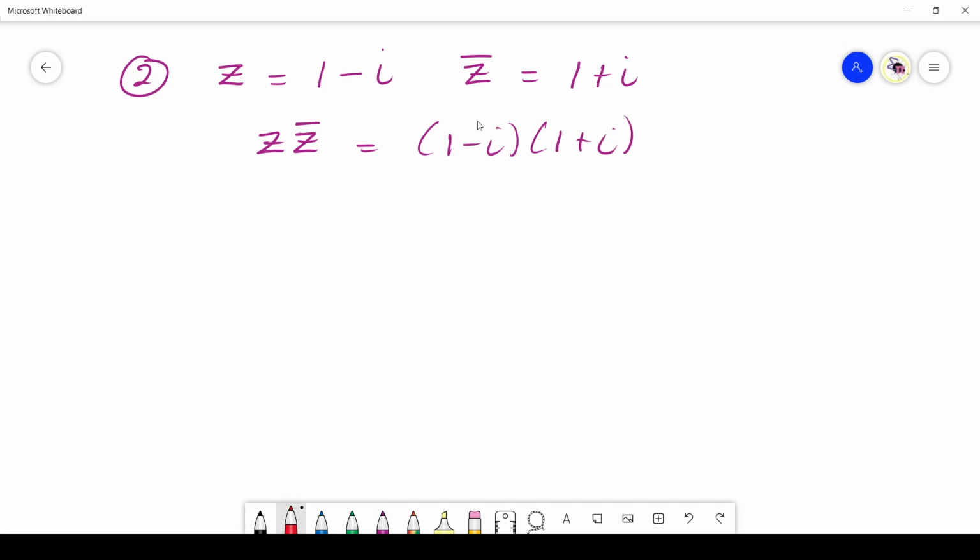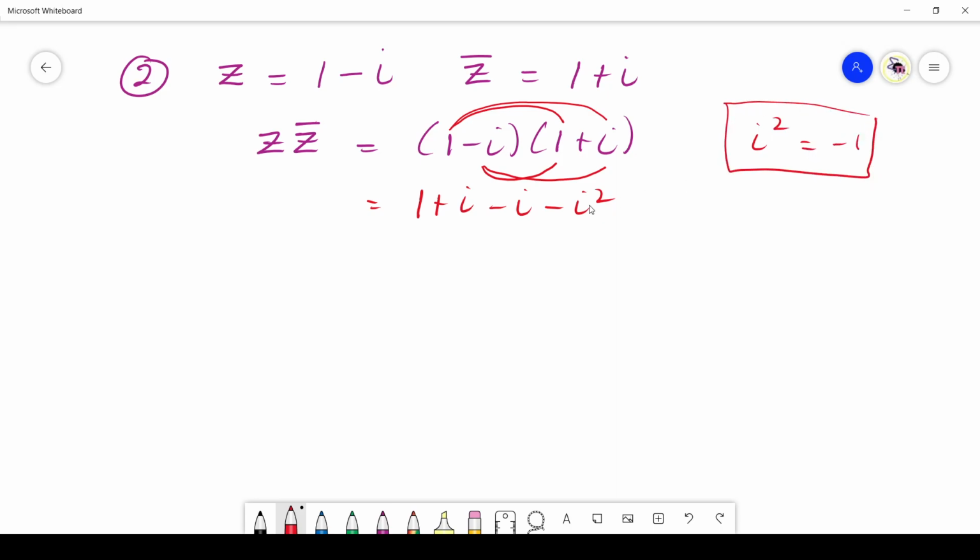We're going to perform some basic FOIL method expansion here. 1 by 1 gives you 1 squared, which is just 1. 1 by i gives you plus i. On the bottom, you will get minus i. Then finally, minus i by i gives you minus i squared. Remember, i squared is negative 1. So we are going to do some simplification here. 1, these two will cancel each other out. Plus i minus i cancels to 0. And then here, because i squared is equal to negative 1, you will get negative 1, which is plus 1. And that gives us a value of 2.